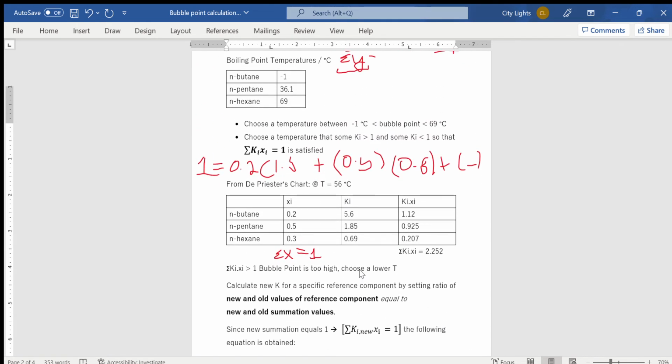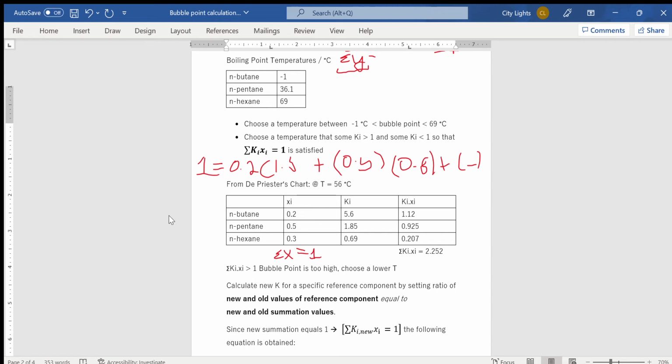Moving on, so over here I chose the temperature. See, 69 is a bit too high and -1 is a bit too low, so I chose the temperature 56 because this gave me a range of k values. Two of them are greater than 1 and one of them is smaller than 1. This is acceptable, but my k value still came out to be greater than 1, which means that my bubble point is too high. It means that my T needs to be lower. So I need to choose a new K.